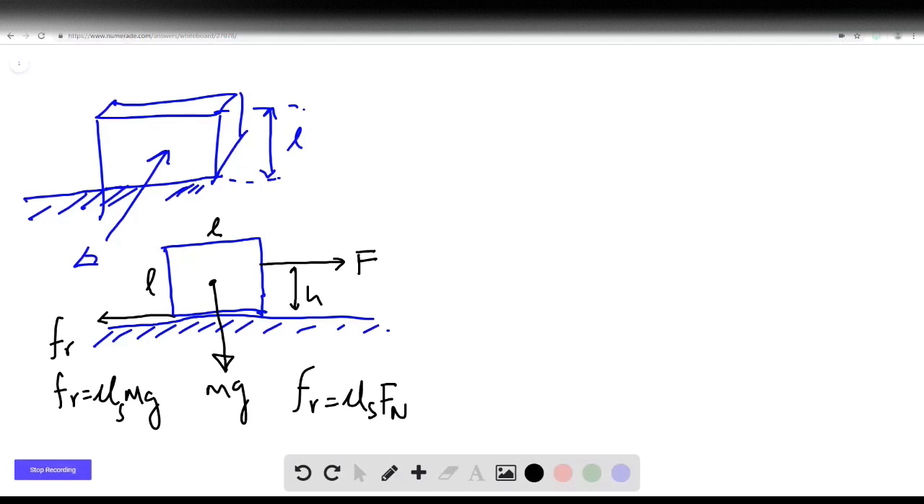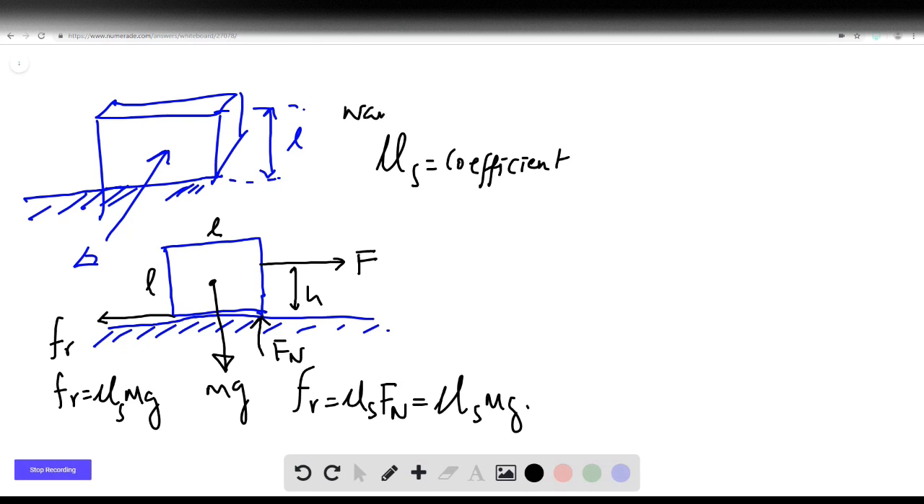So there's a force pushing upwards right here, which we're calling Fn. And since Fn is the normal force which acts against the weight based on action and reaction forces, your frictional force will become mu s mg. Remember, mu s is the coefficient of friction, and that's one of the things we want to find.